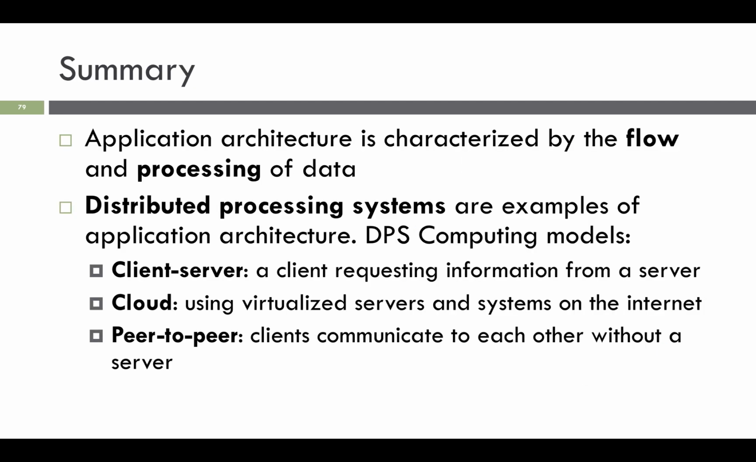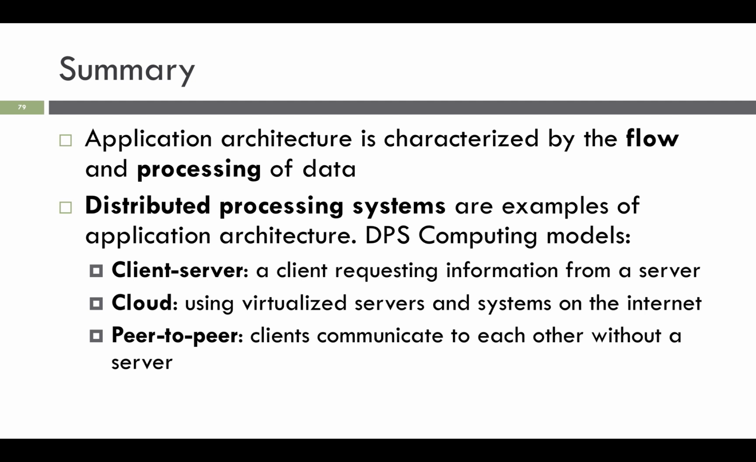In summary, application architecture represents a type of system that works with the flow and processing of data within an organization, between organizations, or between an organization and its environment. Application architecture is typically the primary consideration in IT system design. Organizations use distributed processing systems to manage their flow of data. We discussed three types, which are client-server, cloud, and peer-to-peer computing.